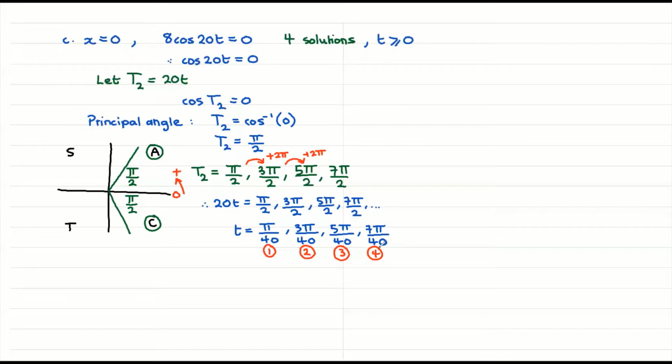So let's have a look at case 1. So case 1, where we have t is equal to pi over 40. So we're going to sub that into our equation for y now to find out where it crosses the y-axis. So y is equal to 12 sine of 10 multiplied by the pi over 40.